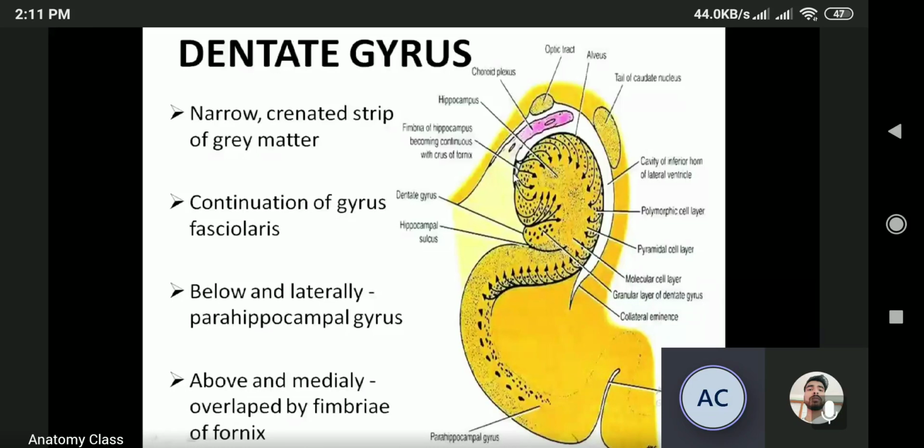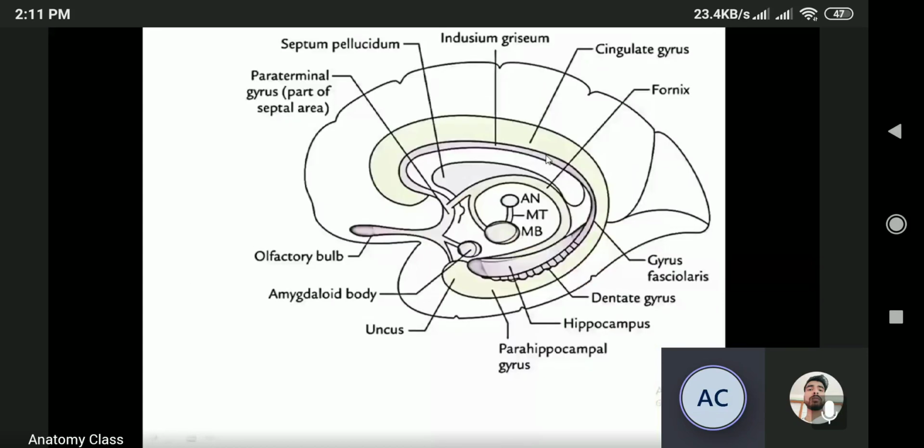You can see here, this is the dentate gyrus, which is the continuation of the gyrus fasciolaris. So the gyrus fasciolaris continues anteriorly as the dentate gyrus, and this dentate gyrus is related inferolaterally with the parahippocampal gyrus, and above and medially it is overlapped by the fimbria of the fornix. This is the fornix, and this is the beginning part of the fornix. The fimbria of the fornix is situated above and medially to the dentate gyrus.